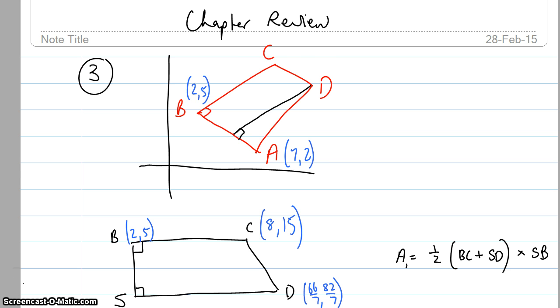So what I've done is I've put down this little diagram here. We know the points A and B. In fact, I think we also know the point C as well. I think that's 8, 15. And I'm not sure if we know the point D. No, we do. We know that one. That's 66 over 7 and 82 over 7 as well. So we know all of those things.